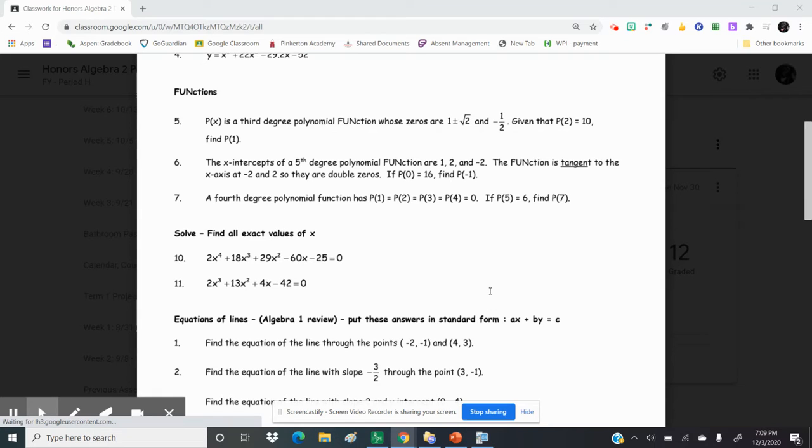All right, so I'm going to do number 10 on Poly 19. You see it says 2x to the fourth plus 18x to the third plus 29x squared minus 60x minus 25. So the first thing you notice is that it has 5 terms, and it doesn't look like I could rearrange the terms in order to help me factor this. So my only choice is to go to my calculator. As soon as I've decided that I cannot factor this, I have to go to my calculator.